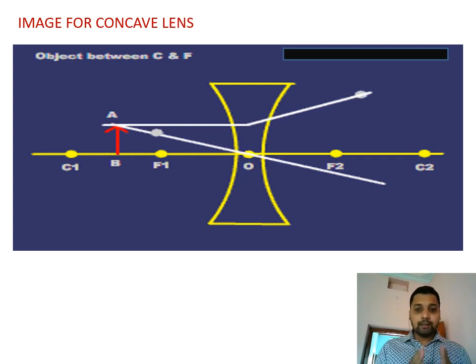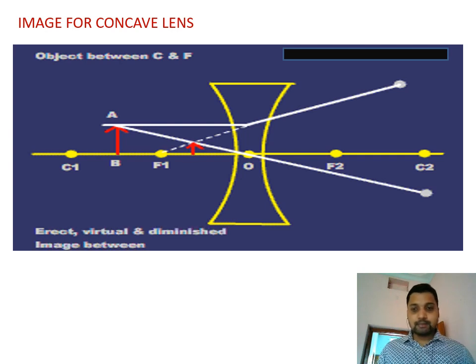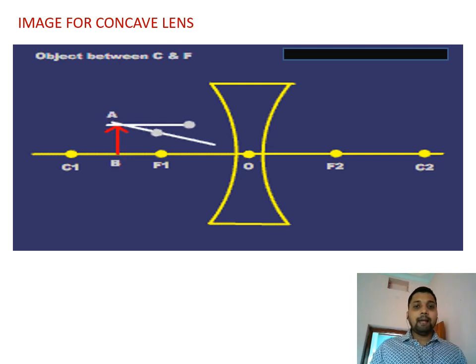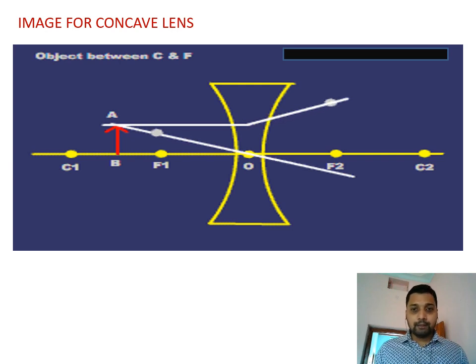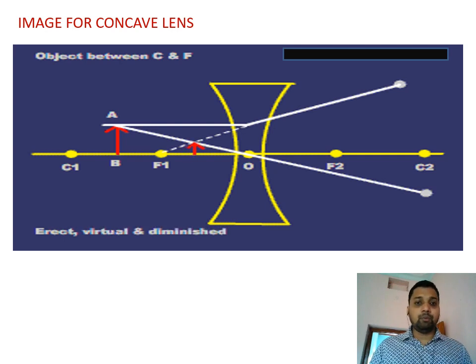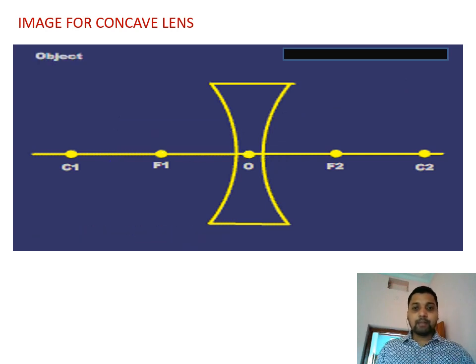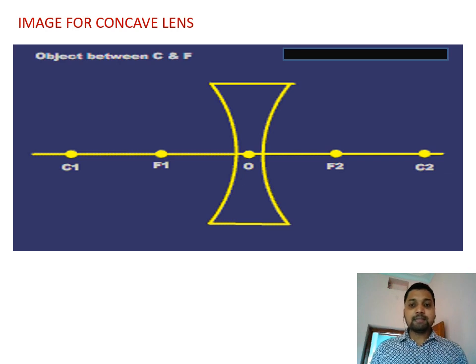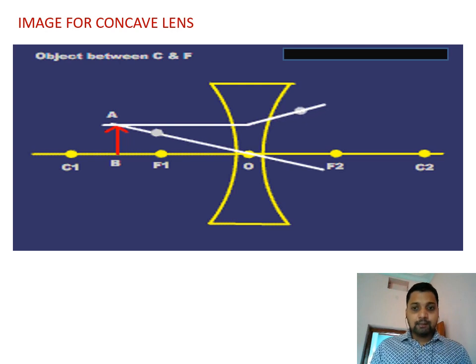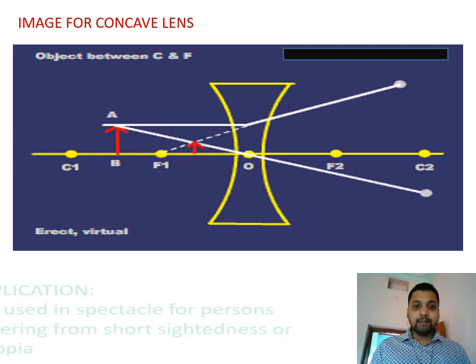First, a ray of light parallel to the principal axis, after refraction through the lens, passes outside. Here you can see the diverging lens, so it diverges, and we have to take the light rays backward. Second rule, a ray of light passing through the optical center remains undeviated. Where the two rays intersect each other, that is the image point. If we look, the image and object are on the same side and the image size is diminished. It forms a virtual, diminished, and erect image.